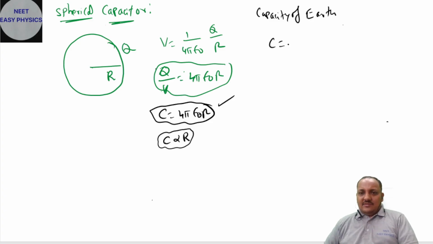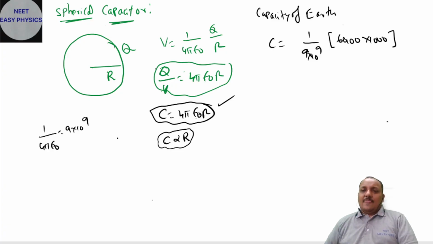So, C is equal to 1 by 4 pi epsilon naught value. Generally they will say 9 into 10 power 9. 1 by 4 pi epsilon naught is 9 into 10 power 9. So, 4 pi epsilon naught is 1 by 9 into 10 power 9. Radius of the earth, 6,400 kilometers, 1000. Correct? So, this one will be cancelled.